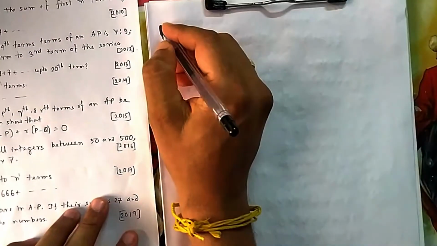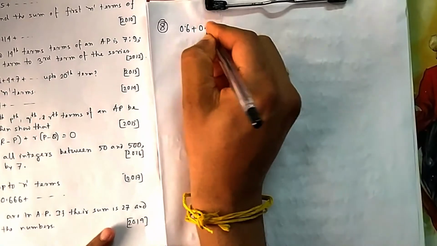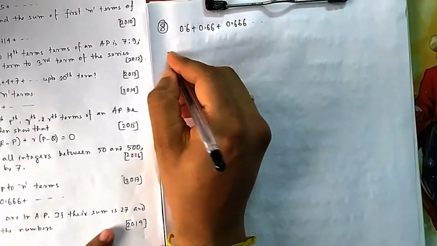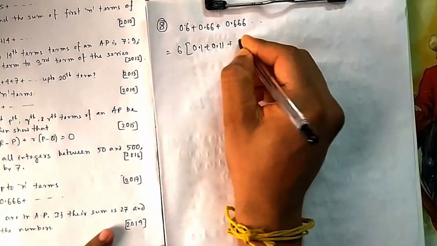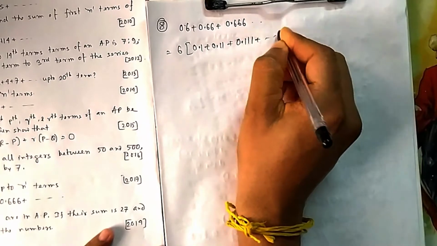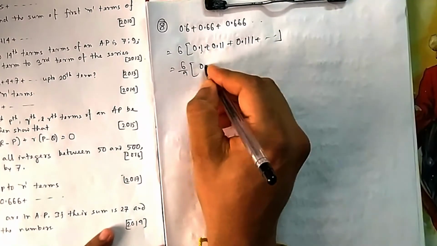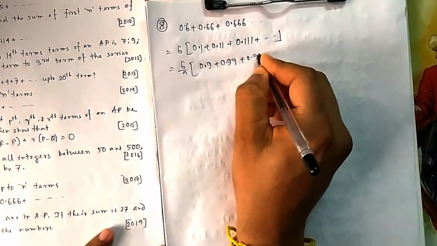Next, if you come to question number 8, it is of the same fashion as the earlier one, but a little difference will be there because of the point. So we will do it in a different way now. Again, if I take 6 common, it will be 0.1 plus 0.11 plus 0.111. Then again, if I multiply by 9 and also divide by 9, so inside it will be 0.9, 0.99, here it will be 0.999.